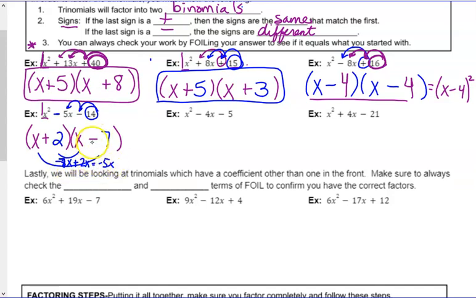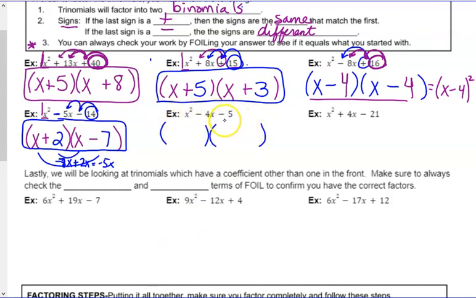Now, don't put a plus here and then a minus there, because you would end up with a +5 instead of a negative. So make sure when you have signs that are different inside that you really work on getting the correct sign on which number. Okay? All right, here's another trinomial to be factored into two binomials.